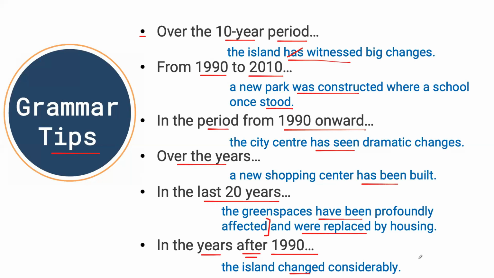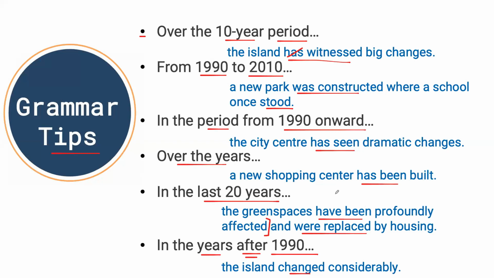And you can also use present perfect if you just don't know when it happened. So for example, like we see here, over the years, we just don't know when, it isn't specific. So you could say a new shopping center has been built. Very important to review this for your grammar score. We'll talk about the scoring a little bit later, but make sure you are aware of the differences between past simple and present perfect. And also notice how these are in the passive voice.